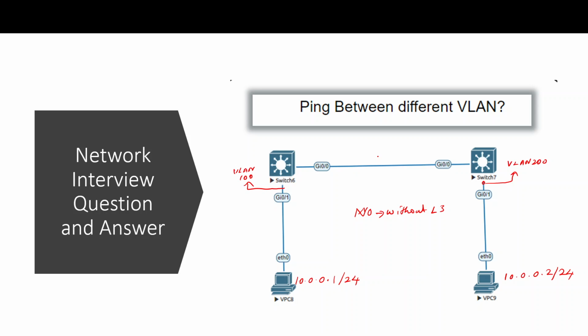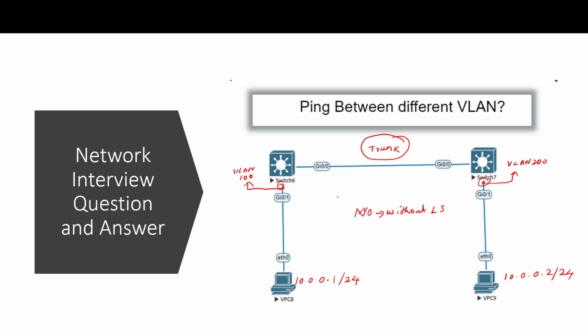Now the switch port is a trunk. This is what we read in the books and all. Whenever there is a switch to switch connection, the port will be a trunk port, and the port connected to the host is an access port. In this condition, this will not be able to ping.